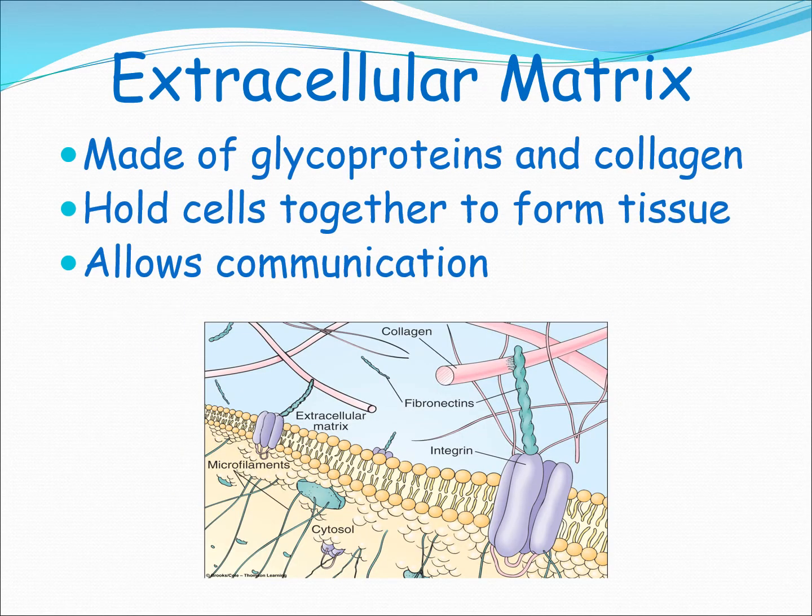The area outside of the cell is a maze of glycoproteins and collagen known as the extracellular matrix, or ECM. This area helps to hold cells together and form tissues, as well as facilitate communication between cells.